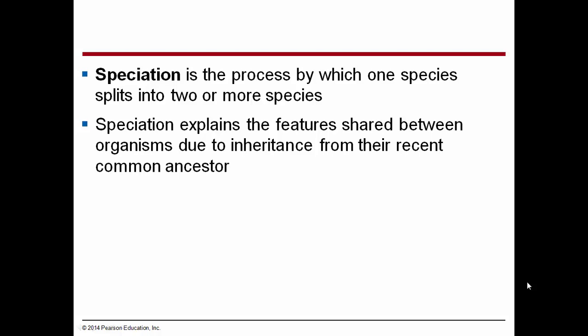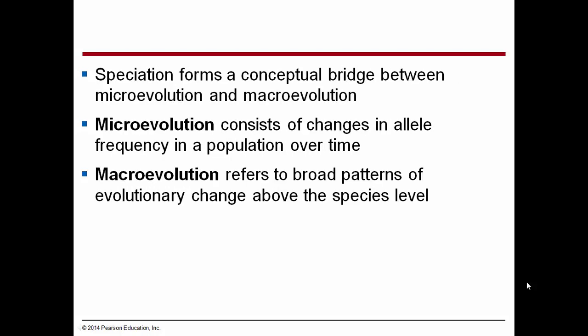Speciation is the process by which species split into two or more species. Speciation explains the features shared between organisms due to inheritance from their recent common ancestor. Speciation forms a conceptual bridge between microevolution and macroevolution. Microevolution consists of changes in allele frequency in a population over time. Macroevolution refers to broad patterns of evolutionary change above the species level.